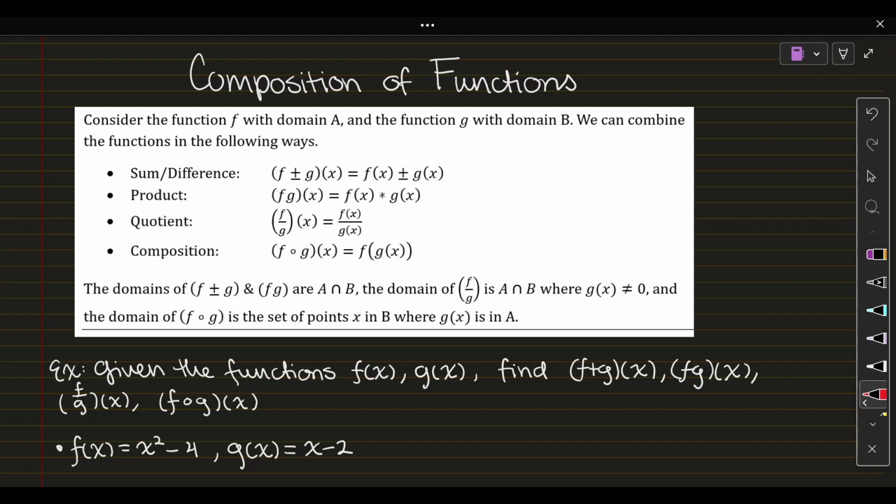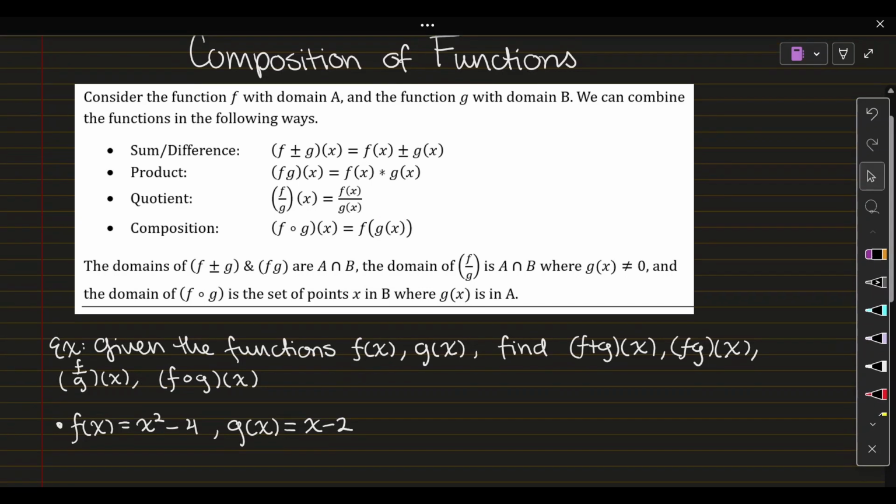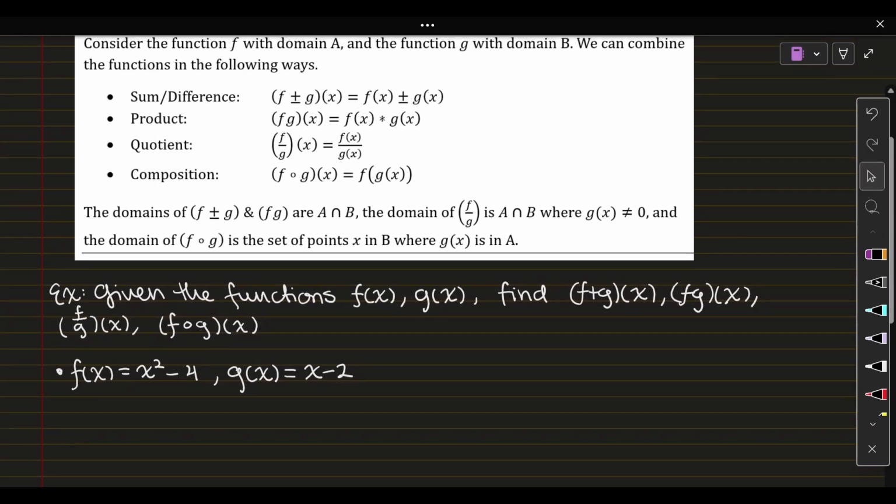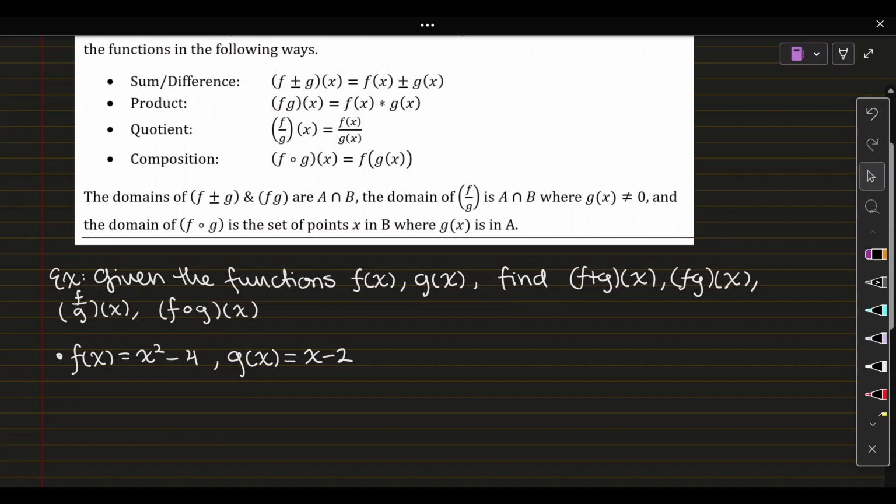So composition, f compose g of x. We call this little o symbol the composition symbol. It represents the composition of functions, and what I mean by that is it's f of g of x. So we take g evaluated at x, and then whatever we get, we evaluate f at. Let's look at some more concrete examples. The rest of this is just a little bit of bookkeeping about domain, which will be pretty natural when it comes up, okay?